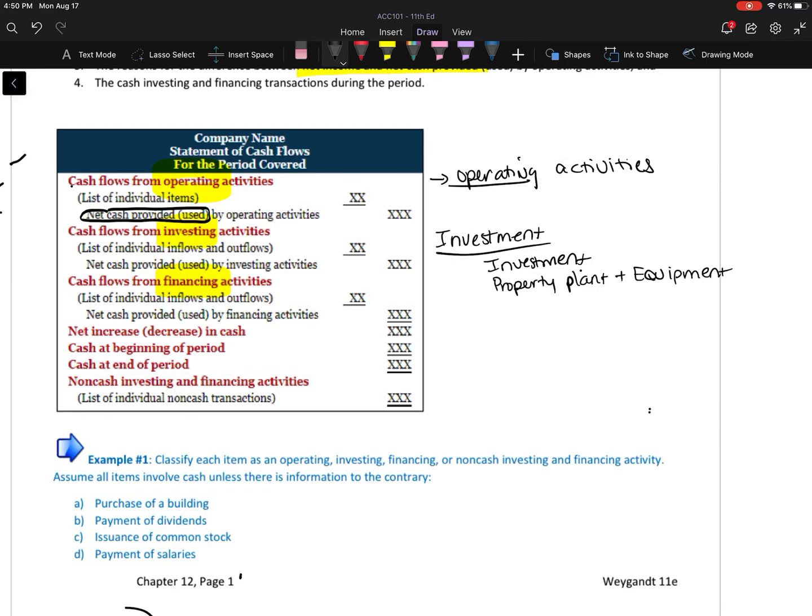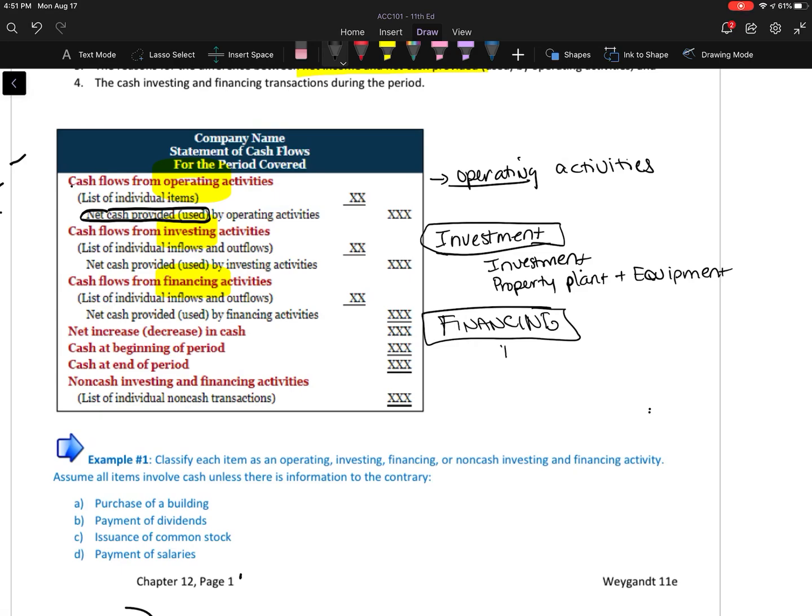So any cash received for the sale or cash paid to purchase investments, in either actual investments or property, plant, and equipment, would be recorded in the investing section.